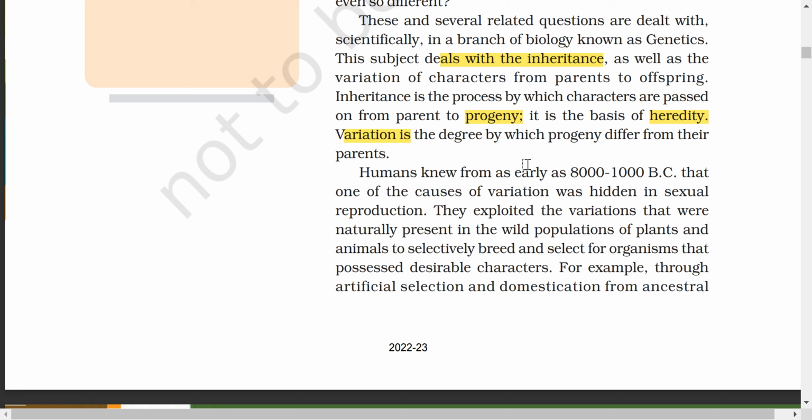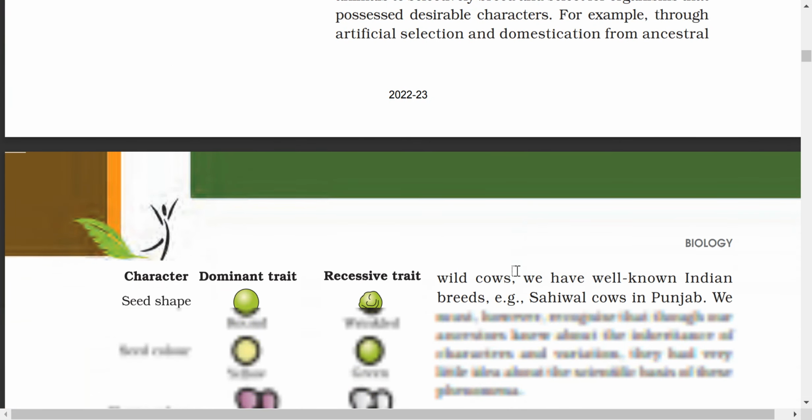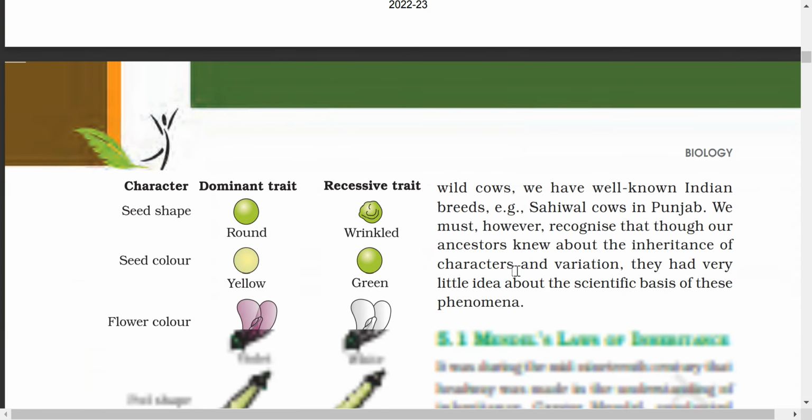Humans knew from as early as 8000 to 1000 BC that one of the causes of variation was hidden in sexual reproduction. So obviously because there's recombination, there's variation. Fine. They exploited the variations that were naturally present in the wild populations of plants and animals to selectively breed and select for organisms that possess desirable characters. For example, through artificial selection and domestication from ancestral wild cows, we have well known Indian breeds. Example, the Sahiwal cows in Punjab.